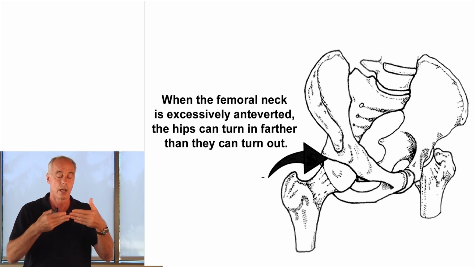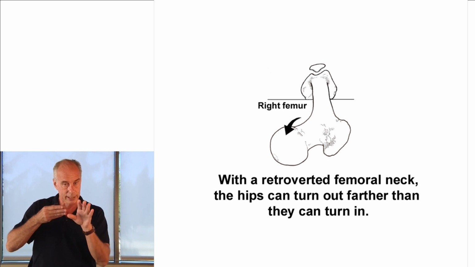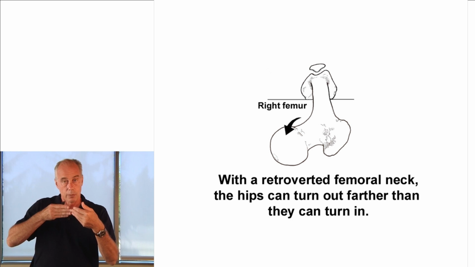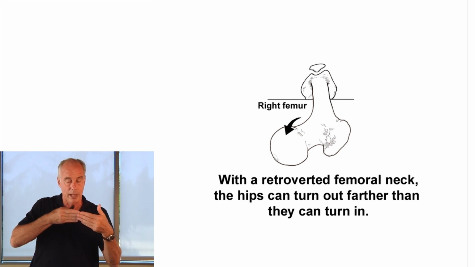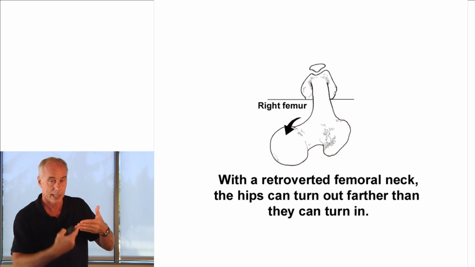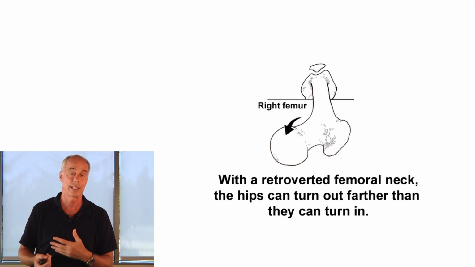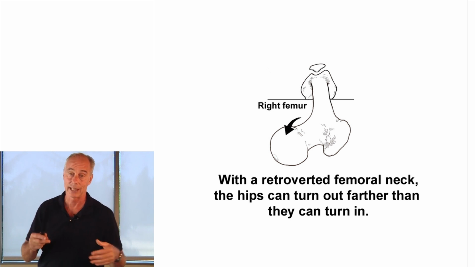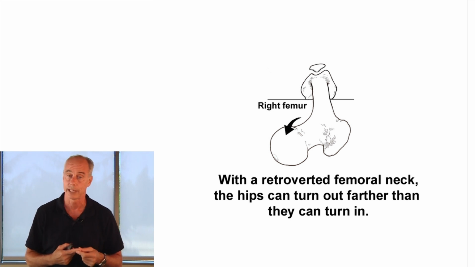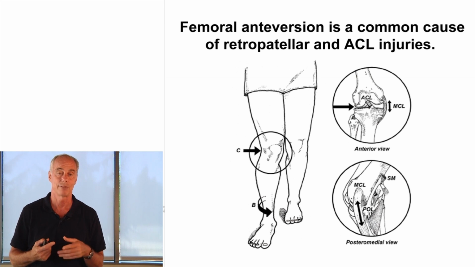Very common in women. Retroverted hips, the femoral neck, again that upper portion where the femoral head is projecting forward. With a retroverted hip, the femoral head projects straight across or even back a little. They can turn out, they can externally rotate huge amounts, but they can't turn in. People with retroverted hips tend to sleep face down with their legs like this. It can cause hip external rotator problems. People with anteverted hips tend to walk with their legs turning in.